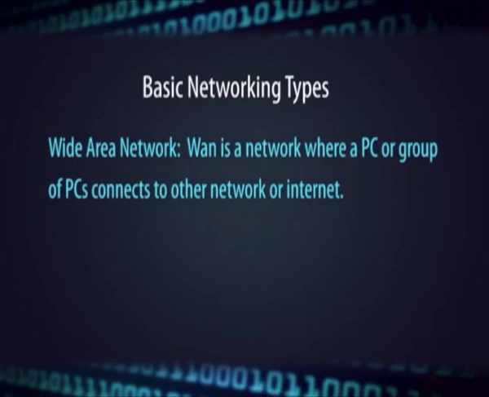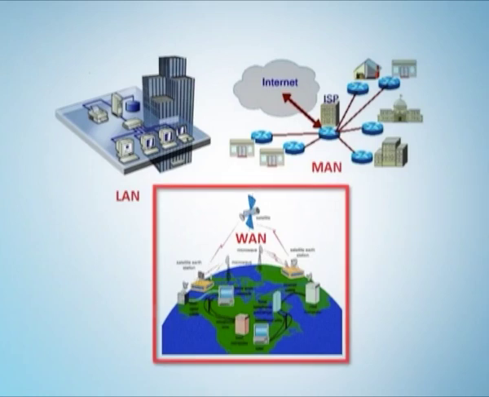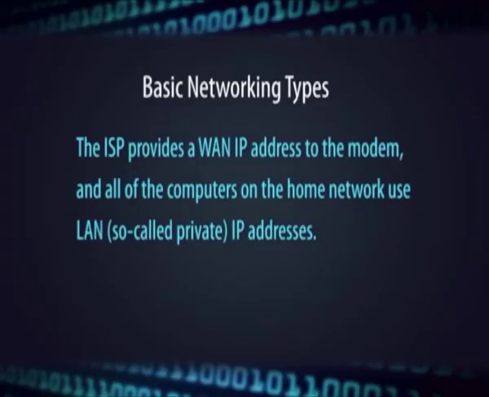A wide area network is a network where a PC or group of PCs connects to another network or the internet. Residences typically employ one LAN and connect to the internet WAN via an internet service provider, that is ISP, using a broadband connection. The ISP provides a WAN IP address to the modem, and all the computers on the home network use LAN, so-called private IP addresses. Home networks use LAN IP addresses. All computers on the home LAN can communicate directly with each other, but must go through a central gateway, typically a broadband router, to reach the ISP, that is Internet Service Provider.